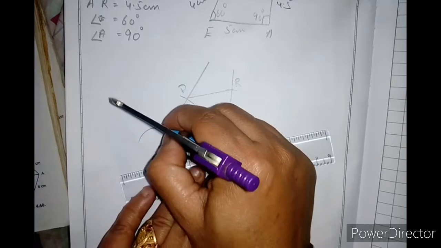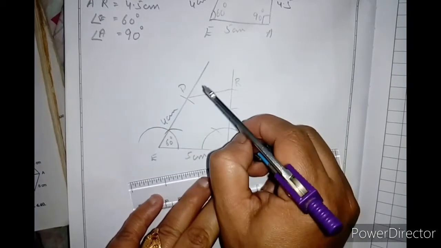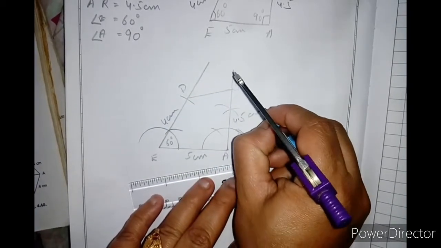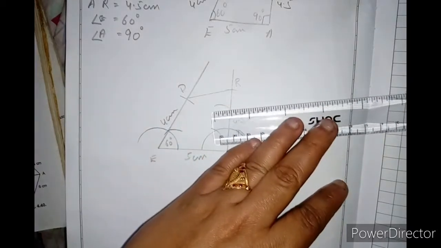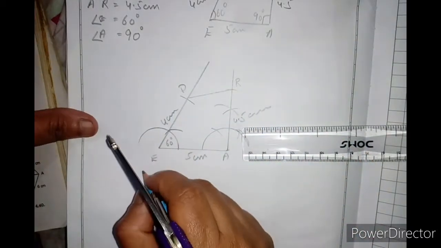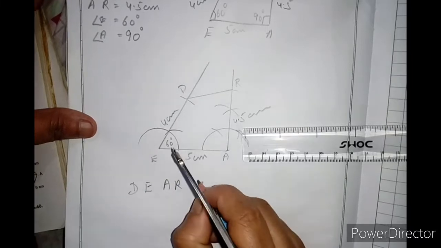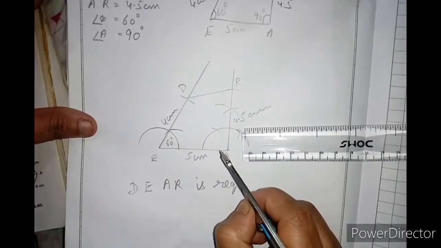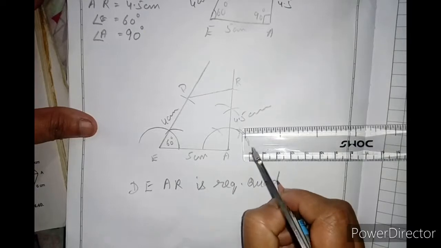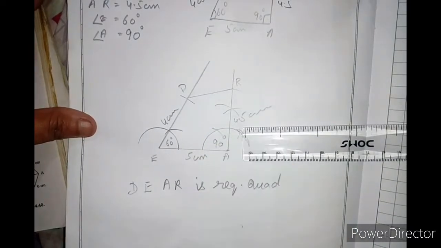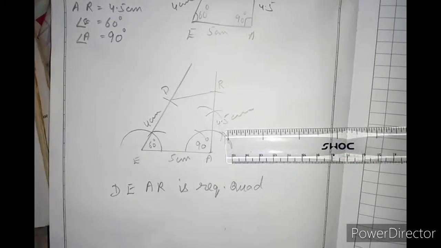This is D, this is 4 centimeter and this is 4.5 centimeter. So we get DEAR as the required quadrilateral, and this is 90 degrees. So here is our construction. Clear?